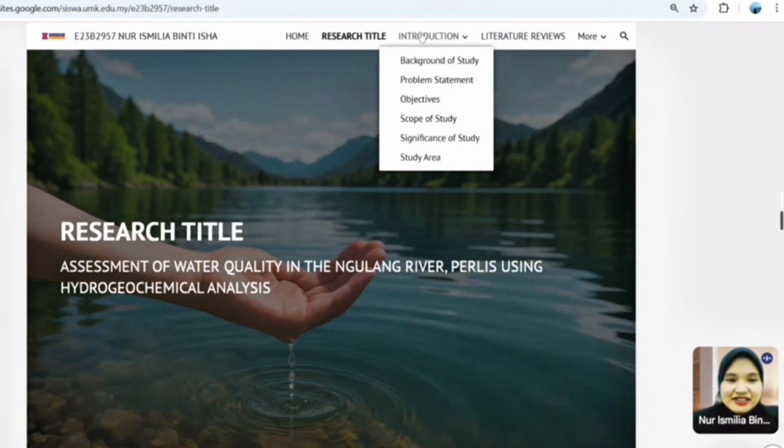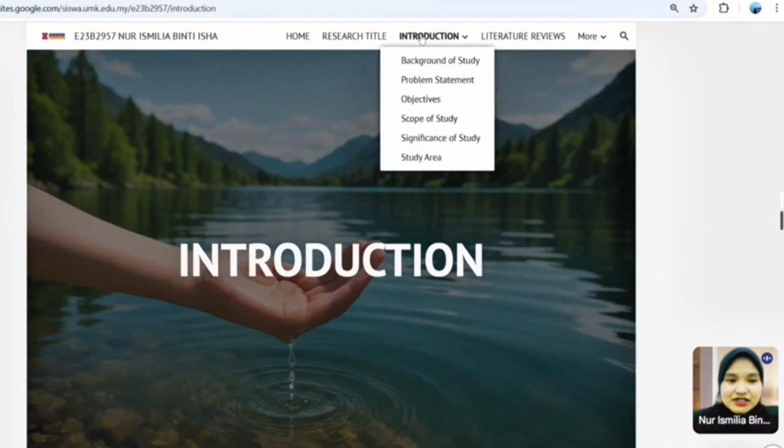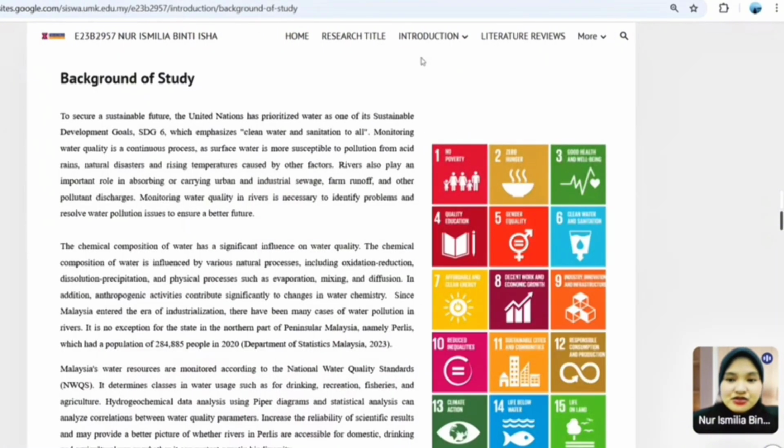In the introduction section, there is a background of study, problem statement, objective, scope of study, significance of study, and study area. To begin this presentation, let me start with the background of this study. To ensure a sustainable future, the United Nations has prioritized water as one of its sustainable development goals in SDG 6, which emphasizes clean water and sanitation for all.